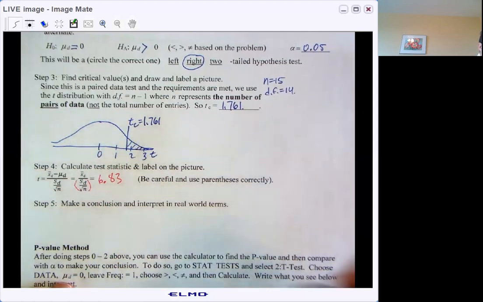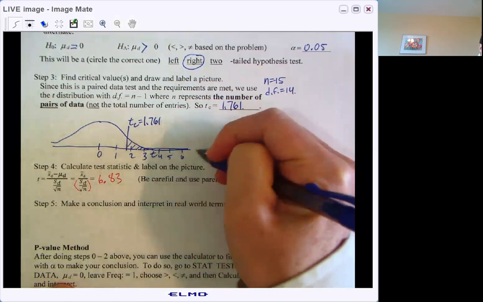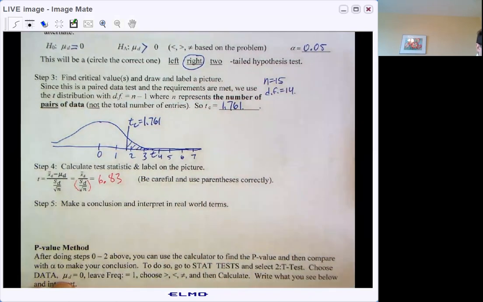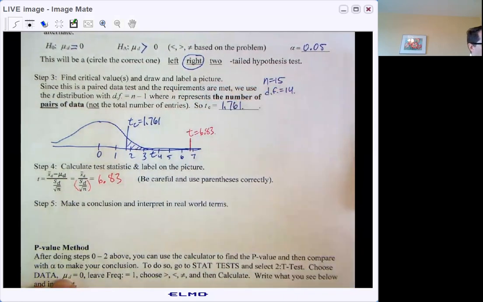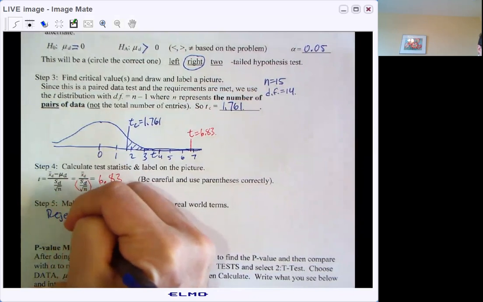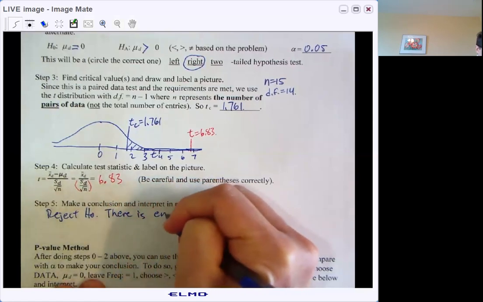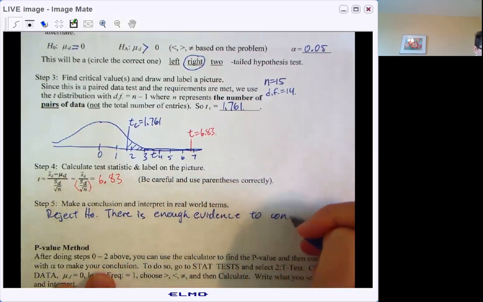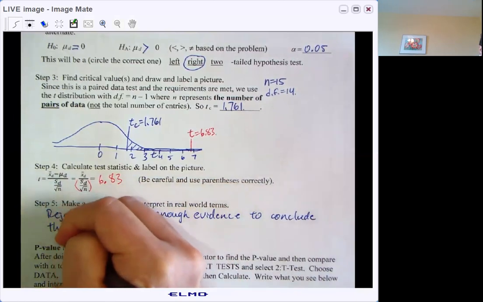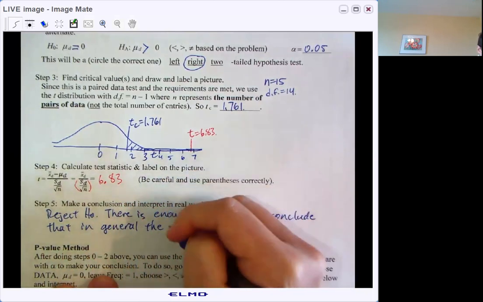Oh, wow, I'm going to have to adjust my picture, aren't I? So if that's 3, 4, 5, 6, 7. If we were to label our test statistic 6.83 on our picture, we notice that that lands way in the critical region. So we will reject H naught and conclude that there is enough evidence to conclude that, in general, the husband is taller than his wife.